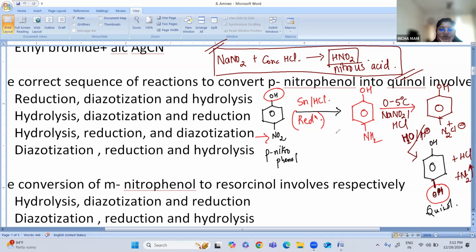So what are the steps? The first reaction we have done is reduction. Second step, what have we done? We have done diazotization. So what is diazotization?